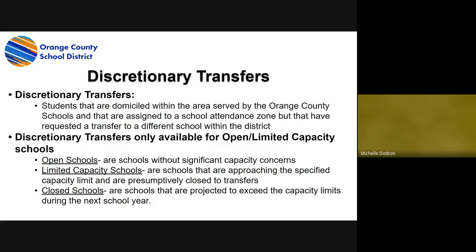Just as a reminder, or maybe new information, discretionary transfers are for students that are domiciled within the area served by Orange County schools, that are assigned to a school attendance zone, but have requested to transfer to a different school within the district. Discretionary transfers are only available for open or limited capacity schools. Open schools are schools that do not have significant capacity concerns. Limited capacity schools are schools that are approaching the specified capacity limit and are presumptively closed to transfers. And closed schools are schools that are projected to exceed capacity limits during the next school year.